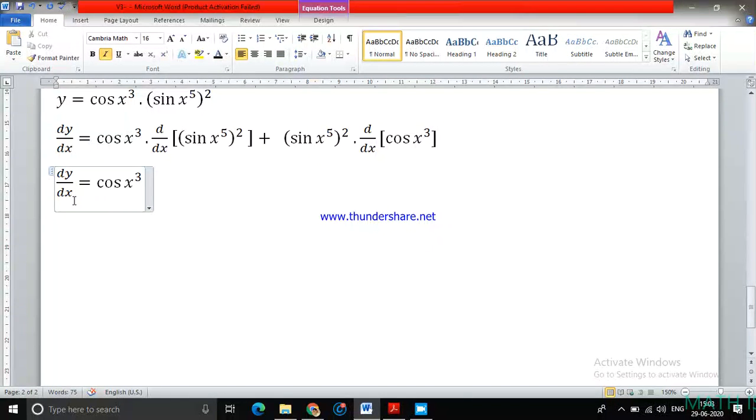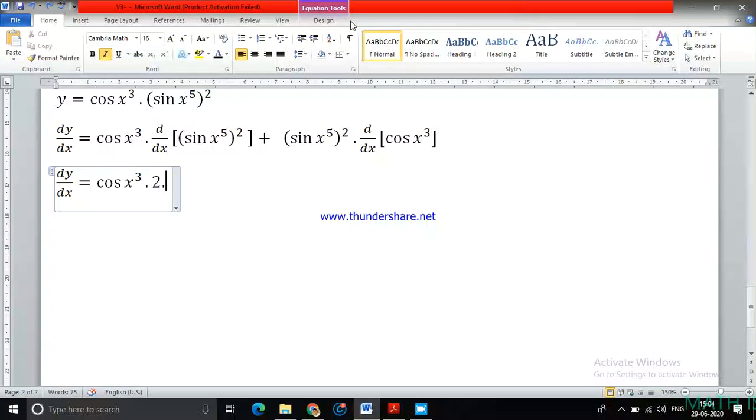So here what I have done is, the LHS term dy by dx I kept as it is, cos x cube also will be as it is, into, now derivative of something power 2. Like, what is the derivative of x power n we discussed. Derivative of x power n is n into x power n minus 1. So this is 2 into this term to the power 2 minus 1 will come.